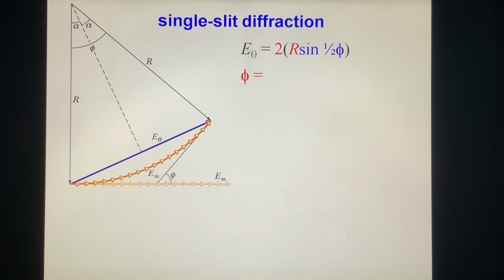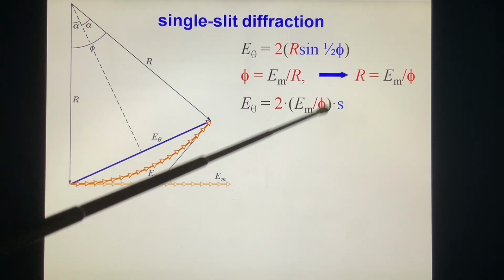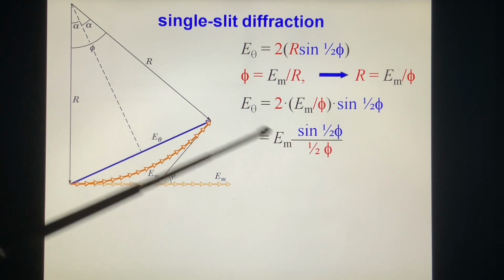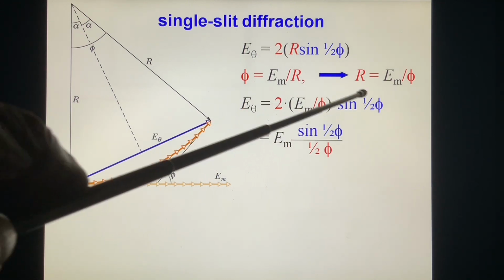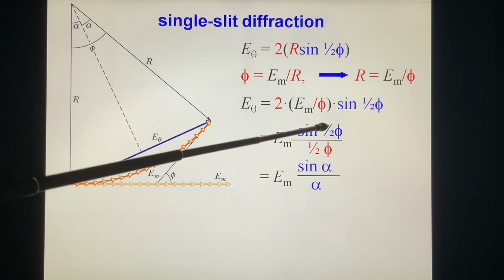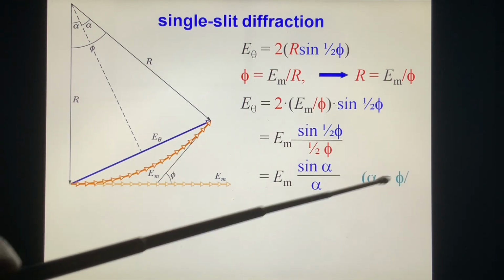This angle is phi. This angle phi is equal to E maximum divided by R, because this angle is arc divided by radius R. So R equals E over phi. We put this R inside, and we get E theta equal to 2 E over phi times sine half phi. We put the 2 into the denominator, and we get E0 equal to E maximum sine half phi over half phi. We let alpha equal half phi, and we can rewrite this as sine alpha over alpha, where alpha equals half phi.